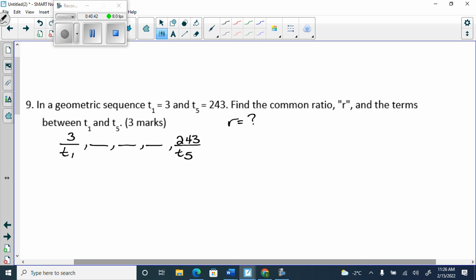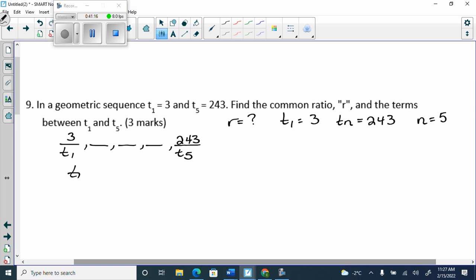So we know T1 is 3. We know Tn is 243. And we know n is what? 5. So we're going to go and use what formula? Oh, and we need R. So what formula has all 4 of those? Which formula has all 4 of those? The first one in the geometric sequences, right?